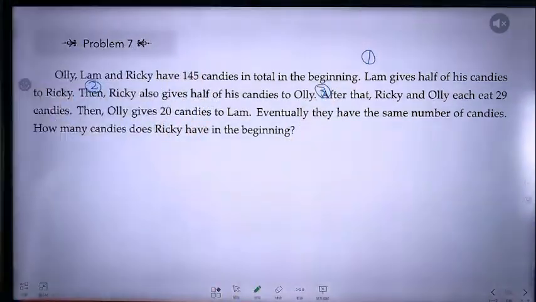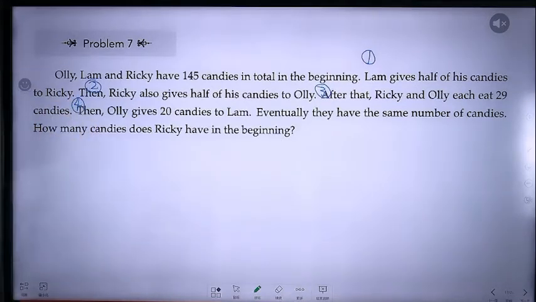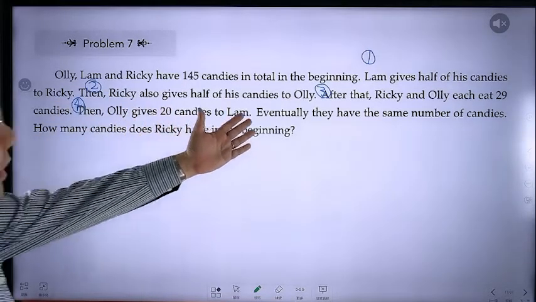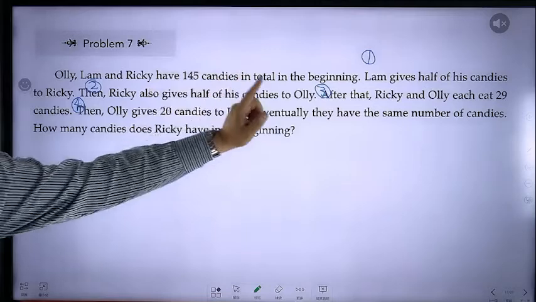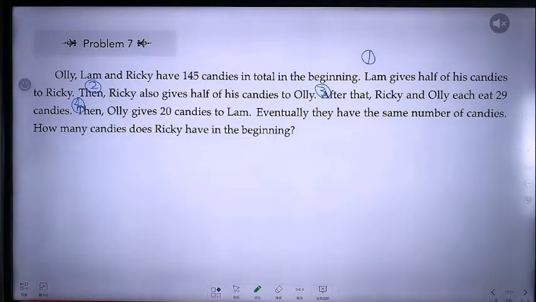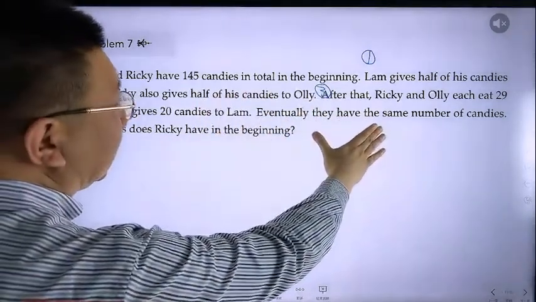The fourth action is Ollie gives 20 candies to Lam. And then what is the last condition? This is not an action, but a condition, that eventually they have the same number of candies. So we have four actions. At the beginning, there are 145 candies. In the end, everyone has the same number of candies. And then, of course, you need to be careful about how many candies there are in the end.